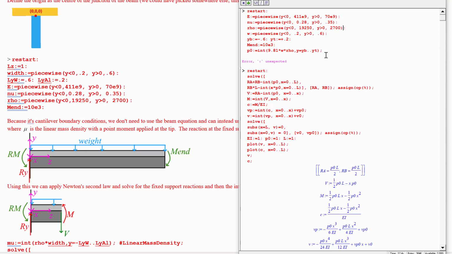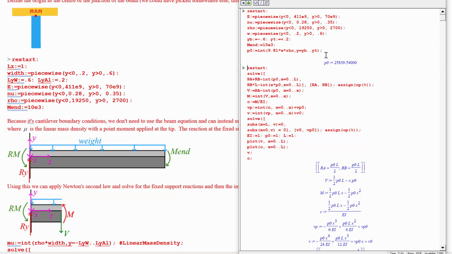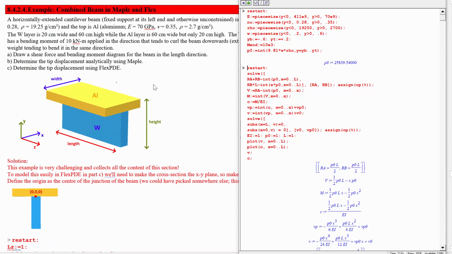Whoops, what did I forget here? A bracket. Okay, so this is the distributed load per meter of this thing. We've got 26 kilonewtons of weight. So that's kind of a lot. This is sort of a lot of tungsten and aluminum, but mostly tungsten. I mean, it's just as much aluminum, but the tungsten is a lot more massive than the aluminum.